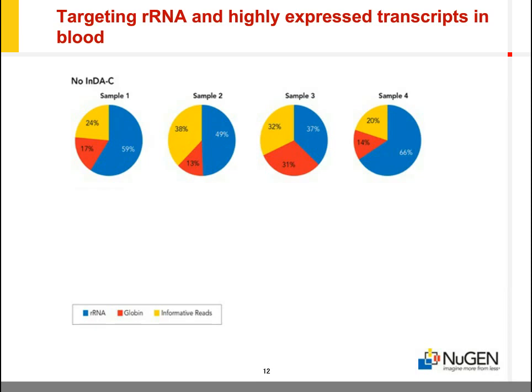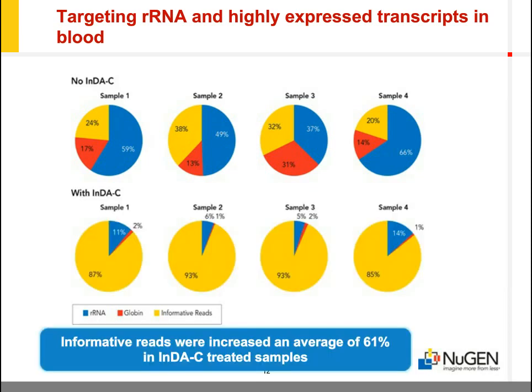Targeted depletion of these uninformative reads from ribosomal RNA and globin using InDA-C reduced the percentage of ribosomal RNA reads to between 5 and 14% of the total reads, and globin reads to less than 2% of the total reads. With the depletion of these transcripts, informative reads were increased by an average of 61% for these samples, providing more useful information and increased coverage. Tripling the number of informative reads can also allow for greater multiplexing during sequencing, effectively reducing sequencing costs.